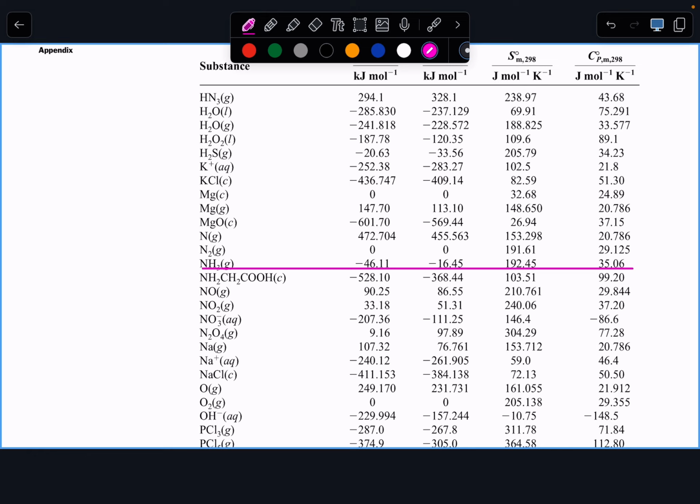And note that NH3 and HN3 are two different things, so don't use this one. That's wrong. I've seen people doing that. So make sure you're using the right row, find the correct information. And also you want to make sure you're looking at the correct phase, right? For example, water liquid and water gas have different heat of formation, different conventional entropy, because one is vapor, one is liquid. So make sure when reading the question, you specify the phase of your reactant and product.